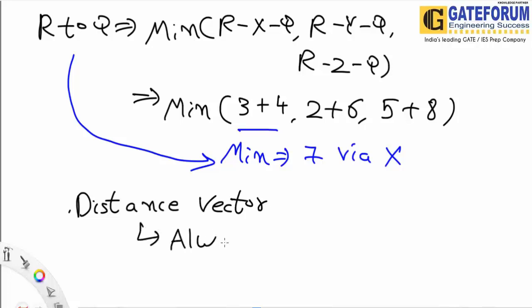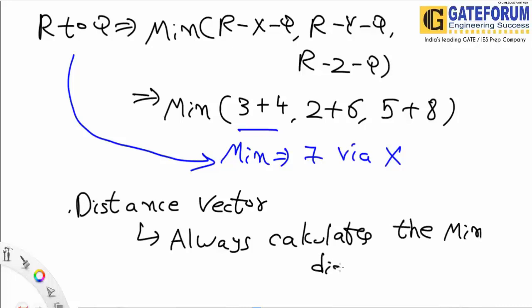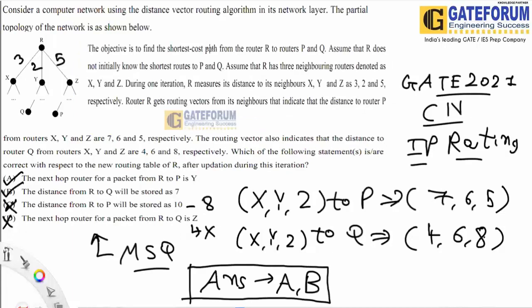always calculates the minimum distance, and that's what we also require. We also require the minimum distance only. Okay, so that's what is written. It is the shortest cost path.